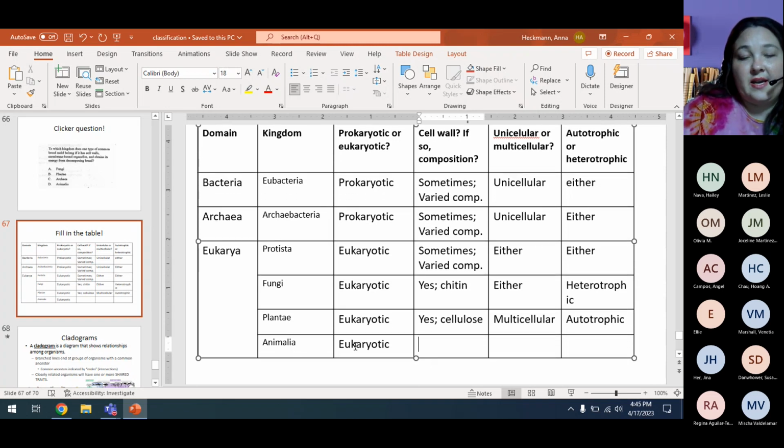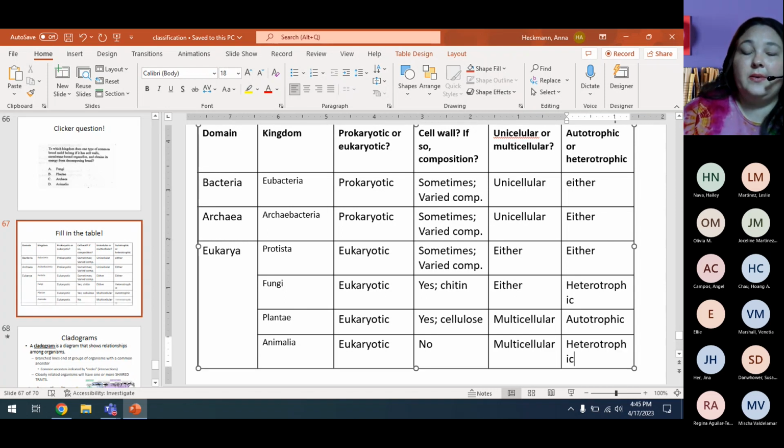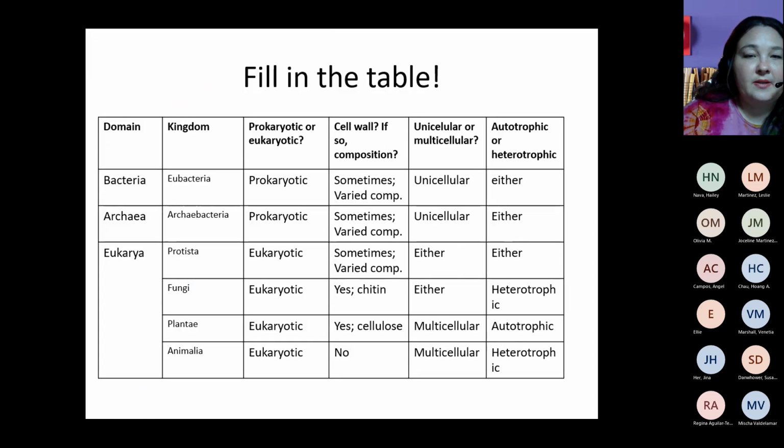Finally, we come to animals. Animalia, eukaryotic, no cell wall, always multicellular, and always heterotrophic. So you can go ahead and take a picture of that or screenshot it and save it, and you can use that to study for the final.